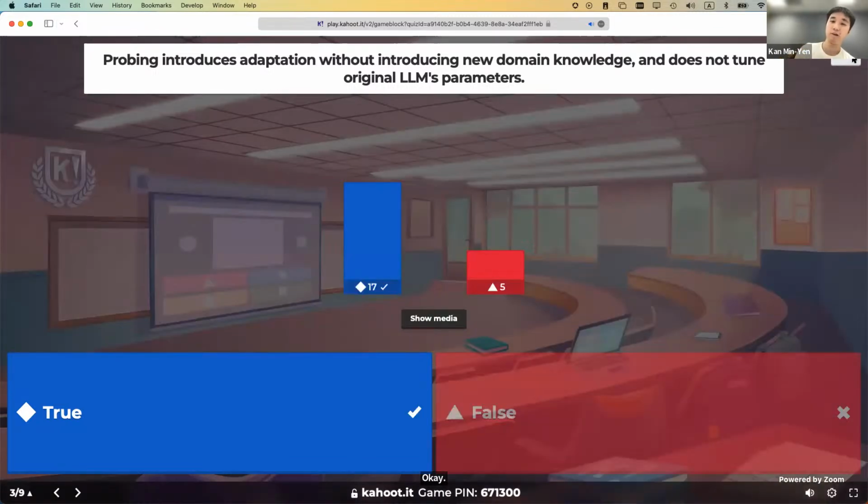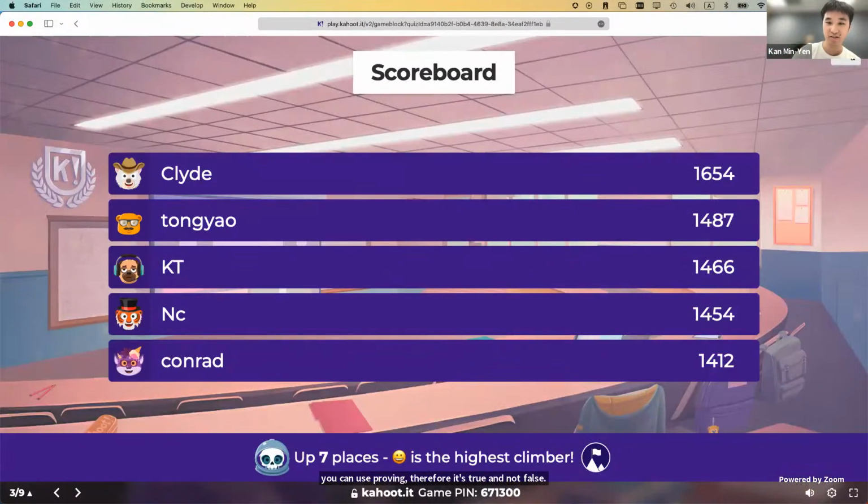So the answer is true here, right? Because it really is like a classifier here, to build on to the previous explanation. It's just a classifier head that detects an attribute. So it doesn't really introduce any new domain knowledge. You're not really fine-tuning on new data. And secondly, you do not fine-tune the original LLM parameters. You actually add a new linear layer as a classifier head when you use probing. Therefore, it's true and not false. So yeah, on to the next question.